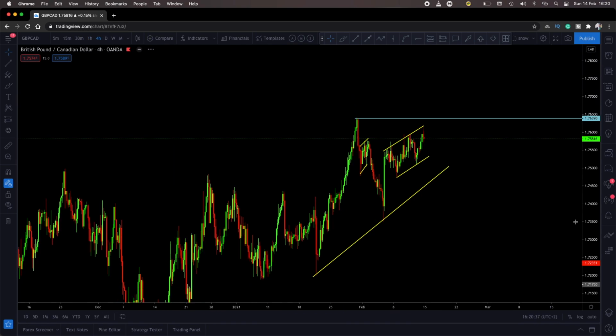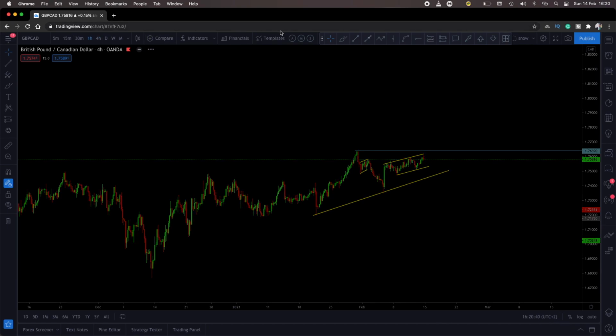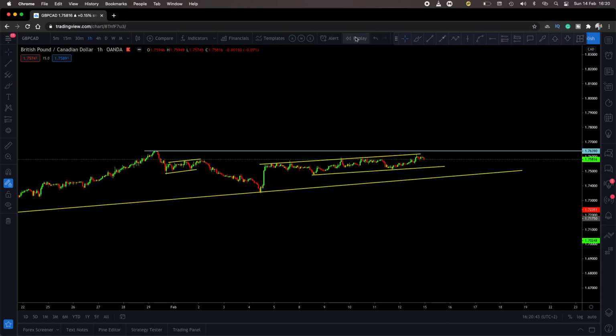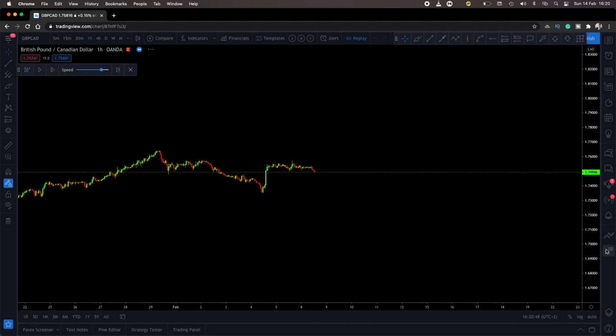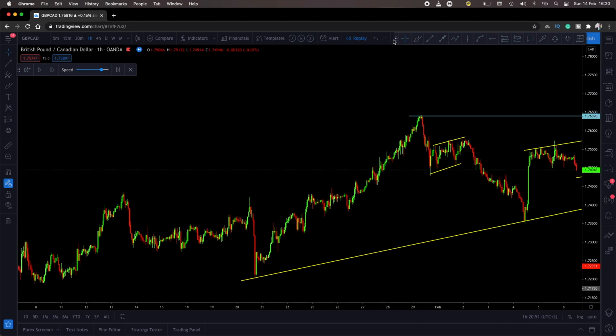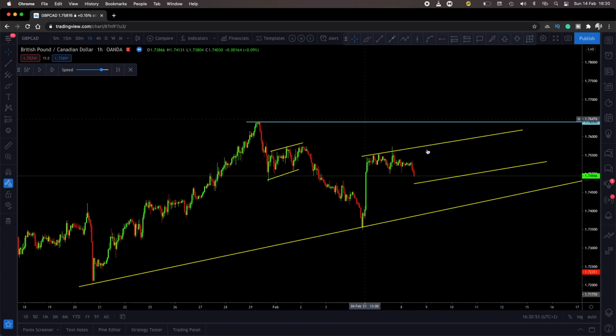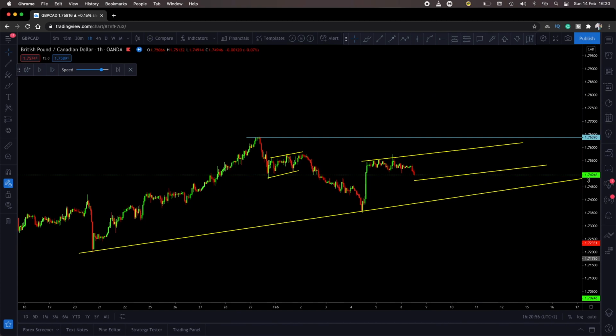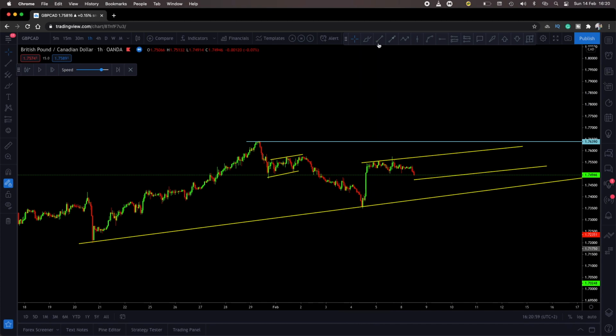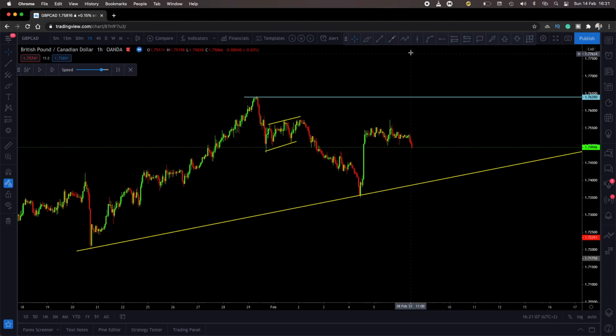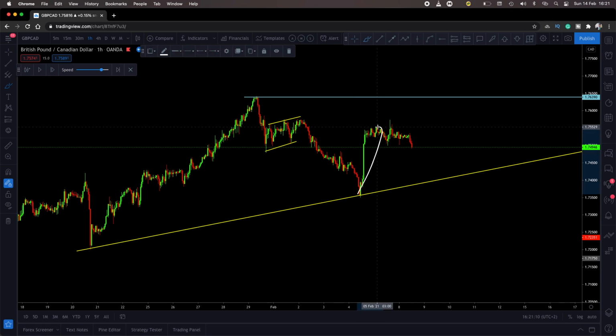Last time, let me just show you this first. Last time when I saw this pair, actually I posted this on my Instagram. This is actually what I thought. I saw this push up move, and then we got this correction, and then I thought it was going to push up like this.